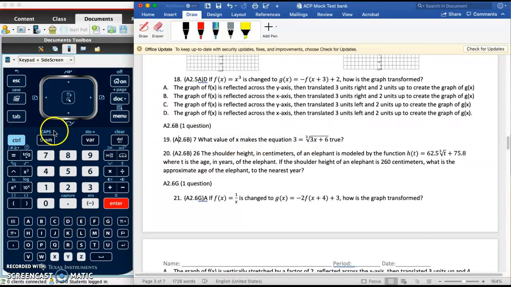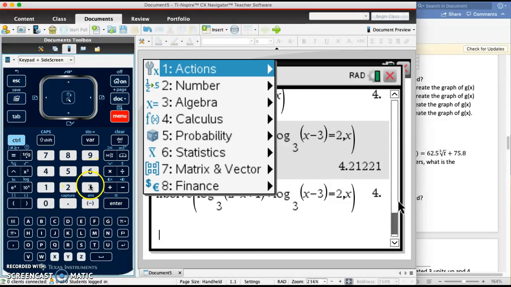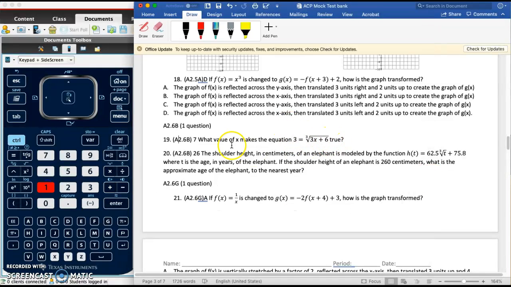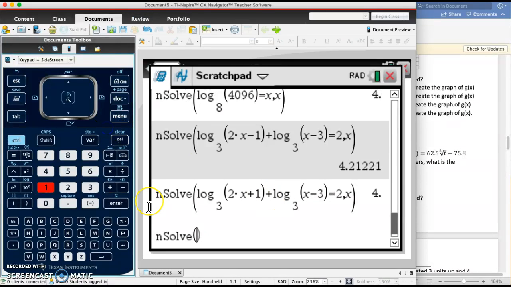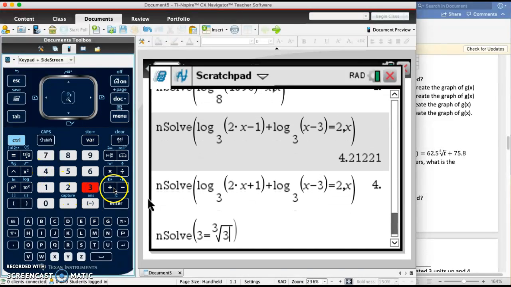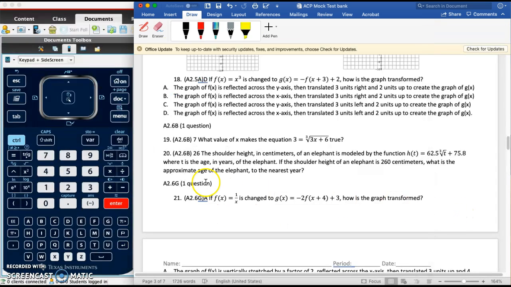So I go to 19 here, and I go right back to my calculator. I go and solve. So we go menu, 3, 1, and I'm going to input 3 equals the cube root of 3x plus 6. So right from here, we put in 3 equals, control, cube root of 3x plus 6. Then we're going to go comma, so don't forget to press the right arrow key, comma, x, enter. I got 7 as my answer. There we go, 7 is the answer for that one.